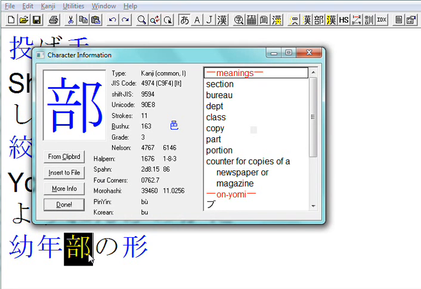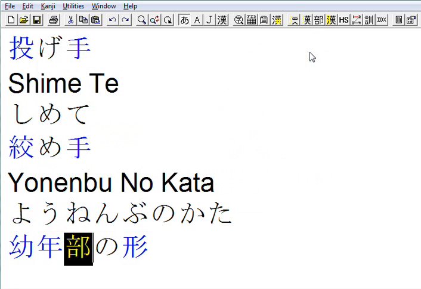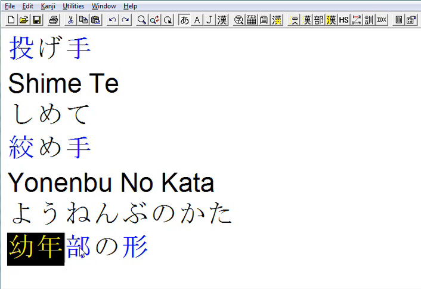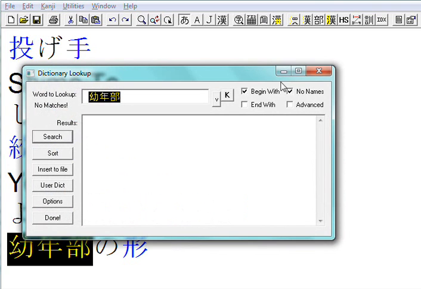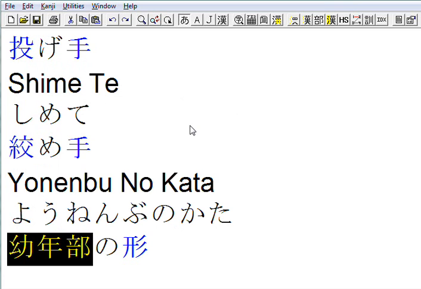Now, this bu here means bureau or section or department or class. Okay, so especially class, that might suggest something to you. Let's put them all together, and actually, I'm not sure if the dictionary has this whole thing together. No, it doesn't. That's fine. But basically, the yonenbu refers to the kids' class. Okay, so in Professor Okazaki's dojo, a lot of the pictures show that there were a lot of kids studying at his dojo, and so this is the kids' class.